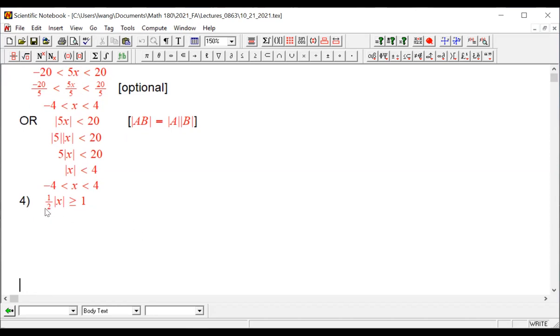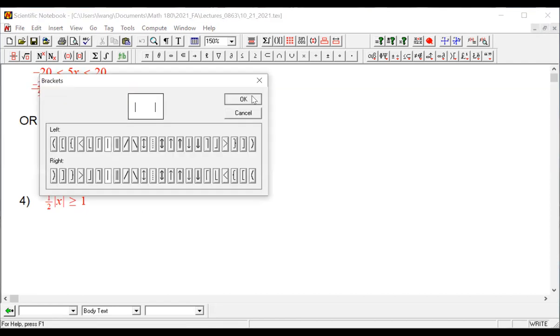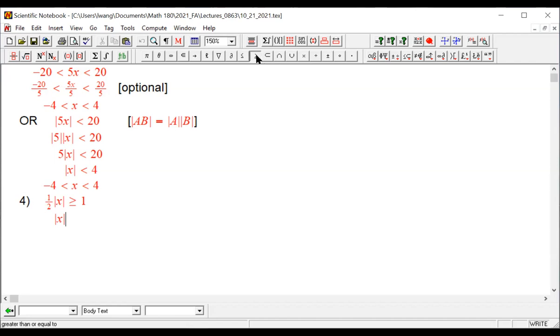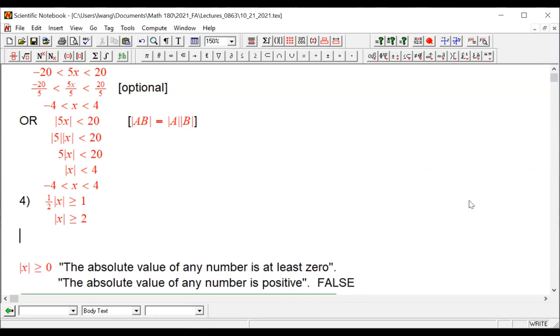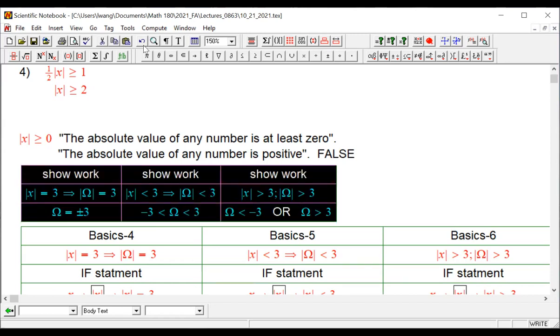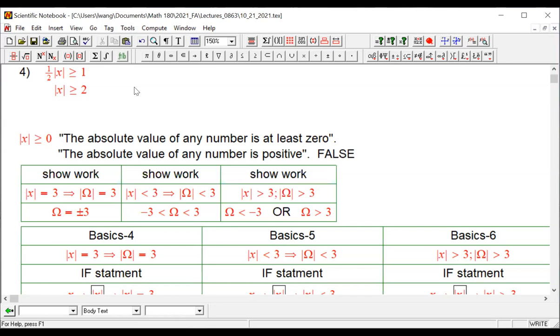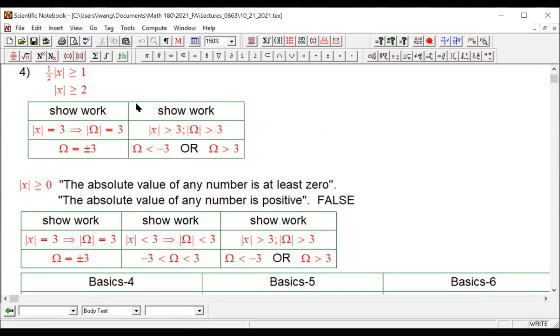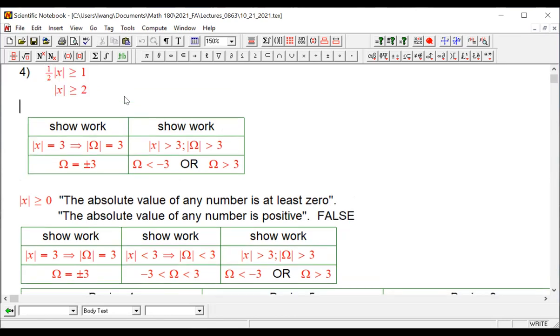What you can do is multiply 2 on both sides. So if we multiply by 2 on both sides, we'll get an absolute value greater than or equal to 2. And this, of course, is fitting for greater than or equal to, right? So of these 3 types we have here, 2 of them are fitting for that case.